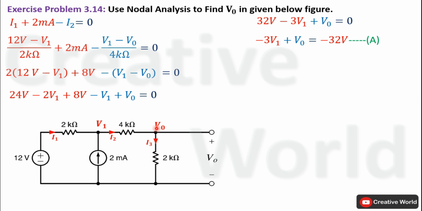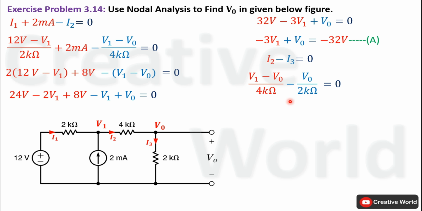Now apply Kirchhoff's current law on this node. On this node only one current is entering and one current is leaving. Entering current is taken with positive sign and leaving current is taken with negative sign. Next step, we have to replace these two currents with their respective equations. Current I2, as we have calculated in previous step, is equal to V1 minus V0 divided by 4 kilo ohm, while current I3 is equal to V0 divided by 2 kilo ohm.